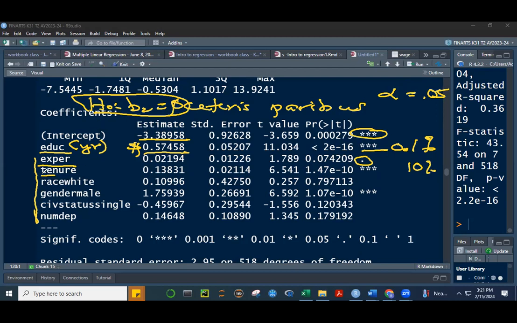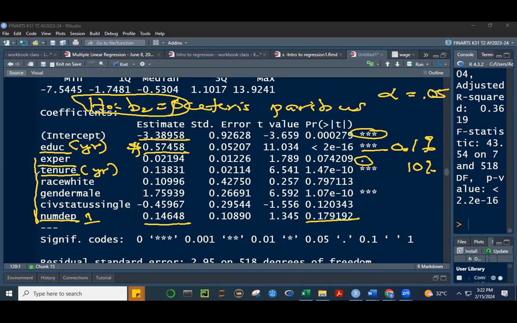Okay, and then tenure, class. This is also in years. So for every 1 year increase in tenure, there's a corresponding $0.138 increase in hourly wage, ceteris paribus. The same goes for number of dependents. If it's significant, class, however, it's not significant. Assuming it's significant, for every one increase in the number of dependents, there's a corresponding $0.146 increase in hourly wage.